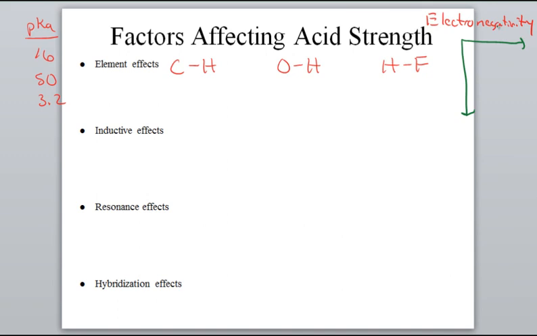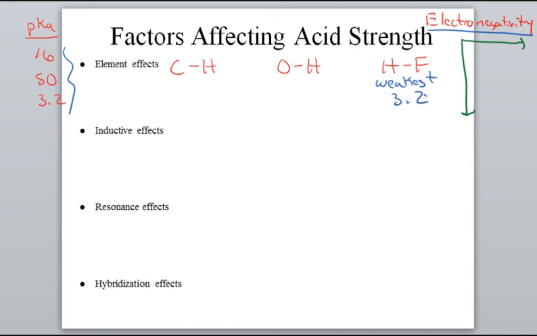If the atoms are all in the same period, then you use electronegativity. Electronegativity changes more dramatically as you go across the period than the size change. As the electronegativity increases, the bonding electrons are further away from the hydrogen. So the weakest bond of these three would be the HF bond, meaning it would have the smallest pKa value. So this would be 3.2.